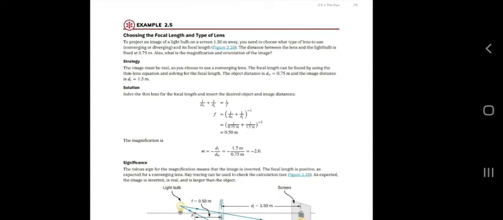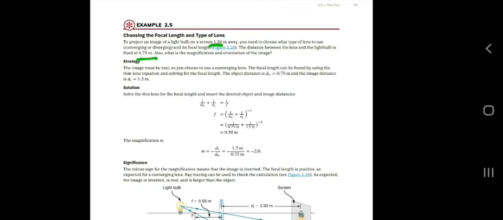So as we can see here, the given is the distance from the light bulb to the screen, 1.50 meters away. And then the distance between the lens and the light bulb is fixed at 0.75 meter. So ang atong pangitaon is the magnification and orientation of the image. So the image must be real, so you choose to use a converging lens. The focal length can be found by using the thin lens equation and solving for the focal length.